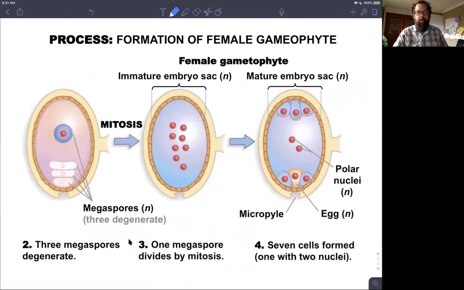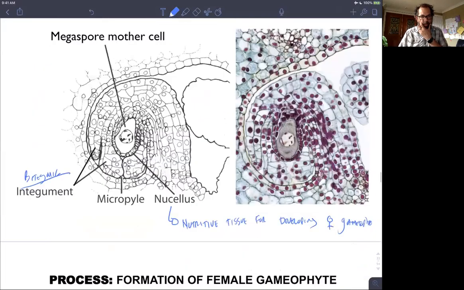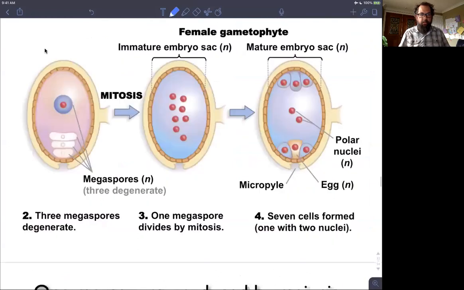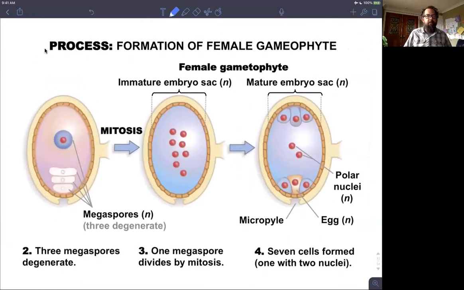This will undergo meiosis. One thing I forgot to point out on here is the micropyle. The micropyle is the opening for the pollen tube. For pollination to occur, it's that micropyle. So there's that little opening there. Okay, sorry about that.